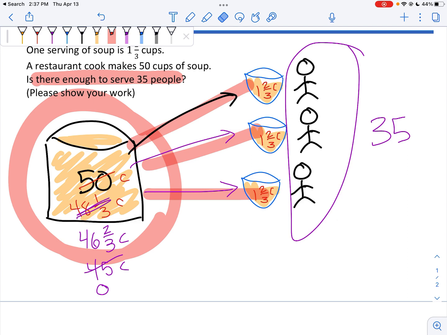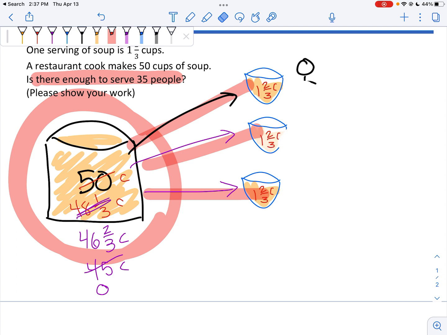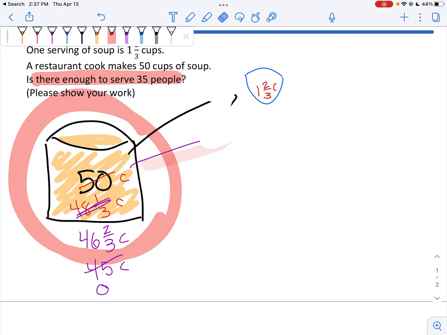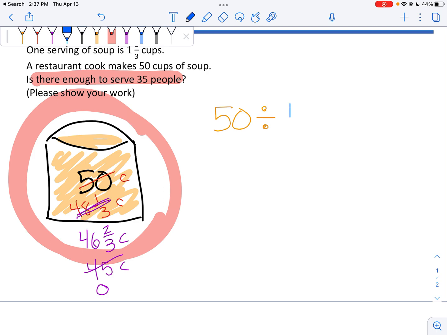When I have to solve word problems, I draw a picture. I've gotten pretty good at doing it in my head. You might not be so good at that. You should draw a quick sketch. So the cook made 50 cups, and that big pot is getting split into bowls that are 1 2/3 cups. Your job is to figure out if the answer is more than 35 or 35 or more, right? Good luck.